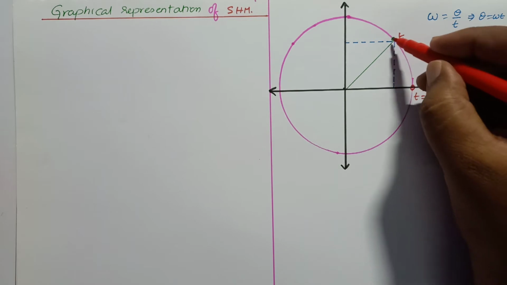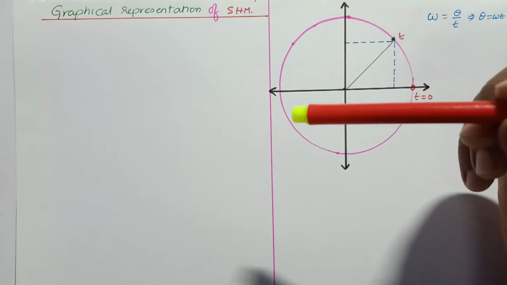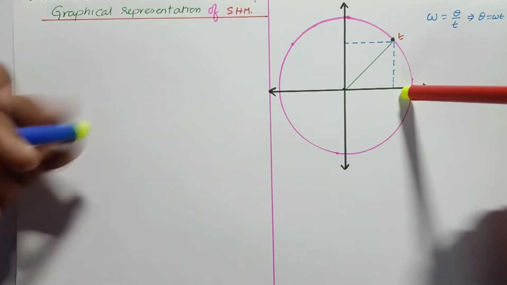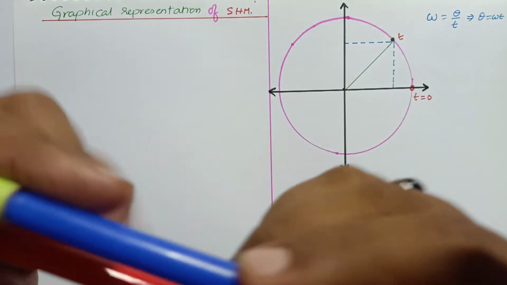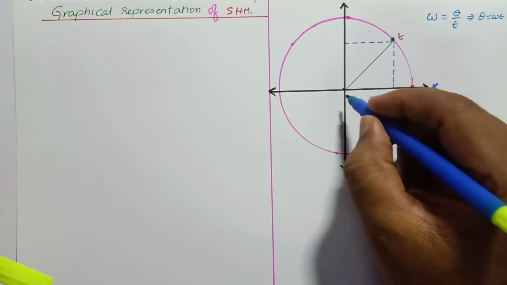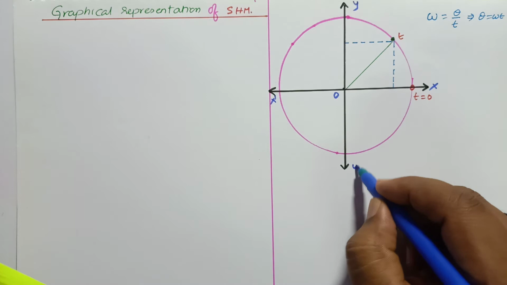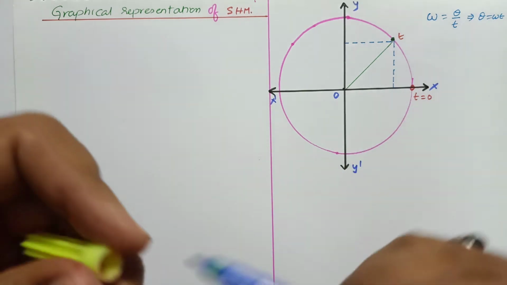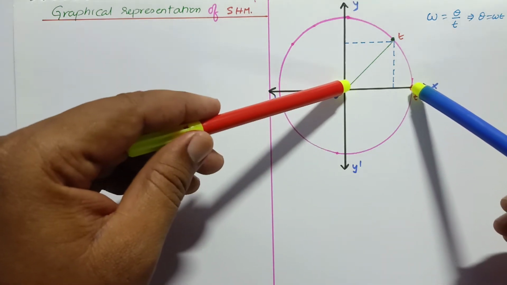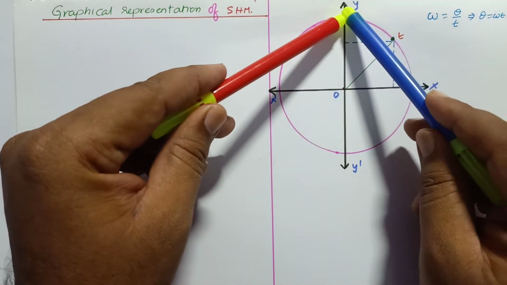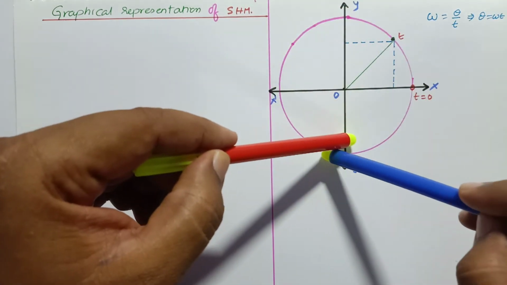Let us imagine this red color as a particle and blue color as its y component. There are two axes which we need to consider here. One axis is X'OX, which is called the x axis, and the other one is Y'OY, which is called the y axis. When the particle is at this place and its component is here, the particle moves in an anti-clockwise direction, and the component on the y-axis will move up when the particle is coming down in an anti-clockwise direction.